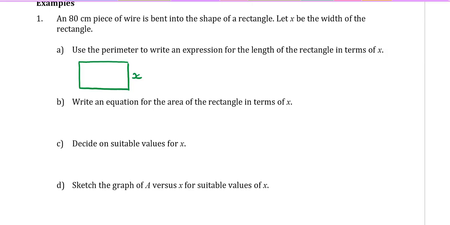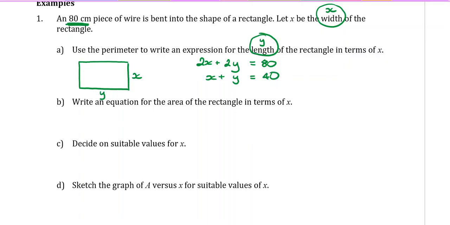In part A, it says, use the perimeter to write an expression for the length of the rectangle in terms of X. Now the width was X. The length of my rectangle, I'm going to call that Y. So for the perimeter, I would have 2 X's and 2 Y's. That would be the perimeter of that rectangle. And we know that the perimeter is 80 because it was an 80 centimetre piece of wire. To make this equation a little bit nicer, I'm going to divide everything through by 2. So that means that X plus Y is equal to 40.